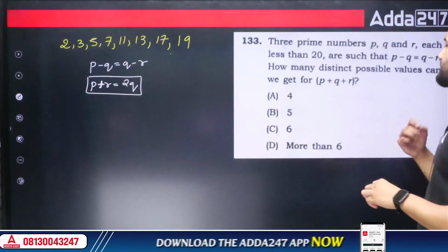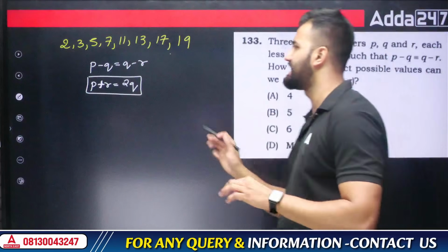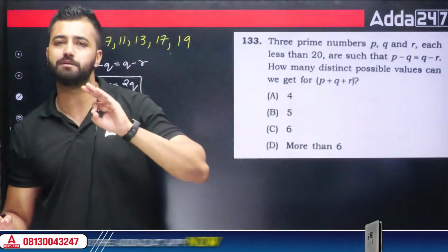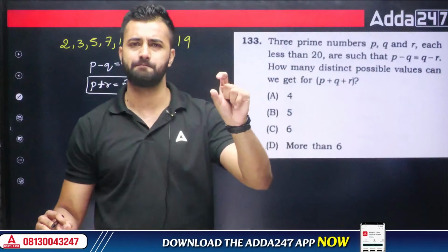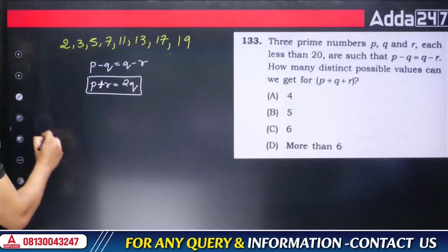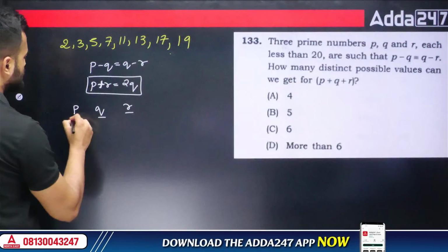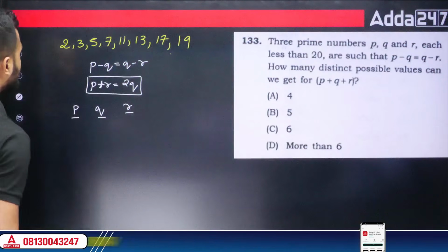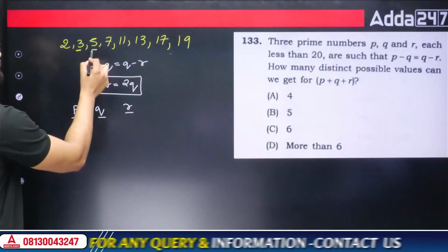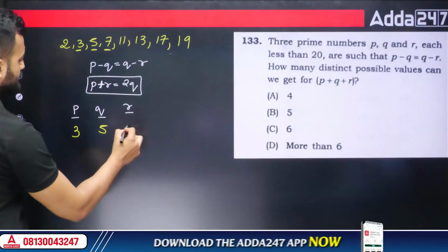Okay. Then in such a case, how many distinct possible values can we get from p plus q plus r? That means at the end, I'll add p plus q plus r and get some answer. Let me show you one pair. If I write p, q and r, what can those be? You would say, I can take 3, 5 and 7. If I take 3 here, 5 here, I can take 7 here.